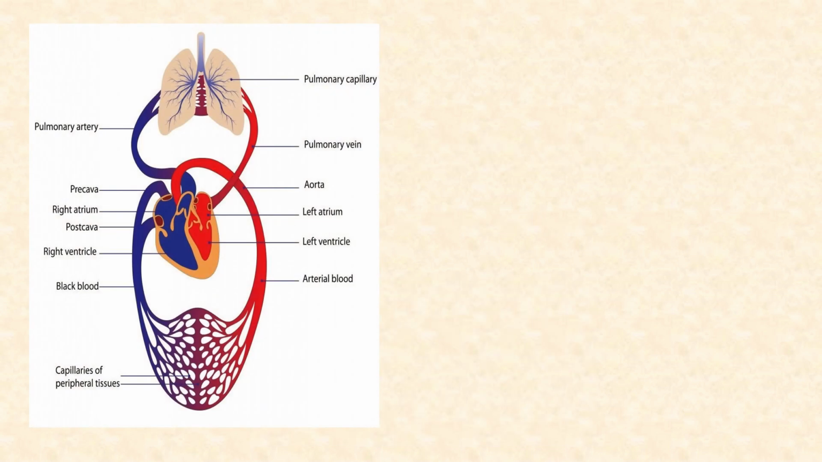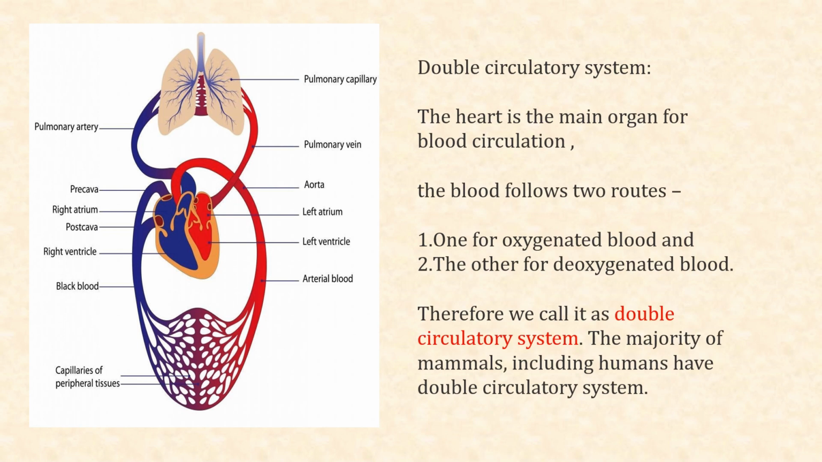Looking at this diagram again, talking about double circulatory system, the heart is the main organ for blood circulation. The blood follows 2 routes. Number one for the oxygenated blood, and second, the other for deoxygenated blood. Therefore, we call it double circulatory system. The majority of the mammals, including humans, have double circulatory system. On the left side, you can see the blue color indicates deoxygenated blood. On the right side of the diagram, you can see the red color indicates oxygenated blood.